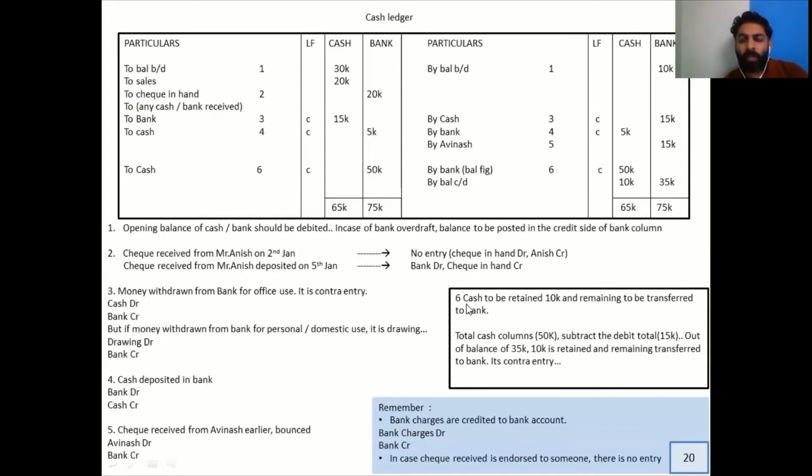What are the proprietors saying? Cash to be retained 10K. That means the cash in the business should be retained only 10K and the remaining to be transferred to the bank account. So now out of 65, I have spent 5K. So ideally I have got 60K in my hand. Now out of 60, only 10K he wants to keep as a balance. So I have written by balance 10K. What did he say about the remaining amount to be transferred to bank? So I have written by bank account 50K. Now this is a contra entry because you're transferring the cash to the bank.